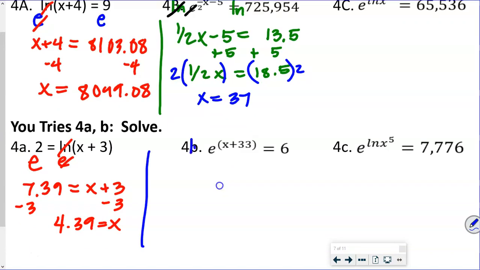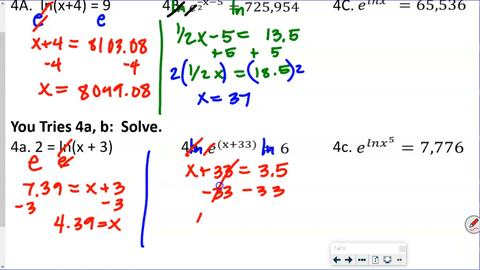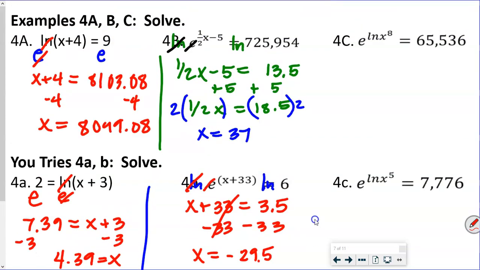All right, so we're going to do ln here again and ln here. Okay? So the ln and the e, again, cancel one another out, right? So we're left with x plus 33. And then we're taking the ln of 6 in our calculator. And when we do that, we're going to get 3.5. So now we're going to subtract that 33 from both sides, right? So now it's gone from there. So this is x is equal to negative 29.5. Okay?